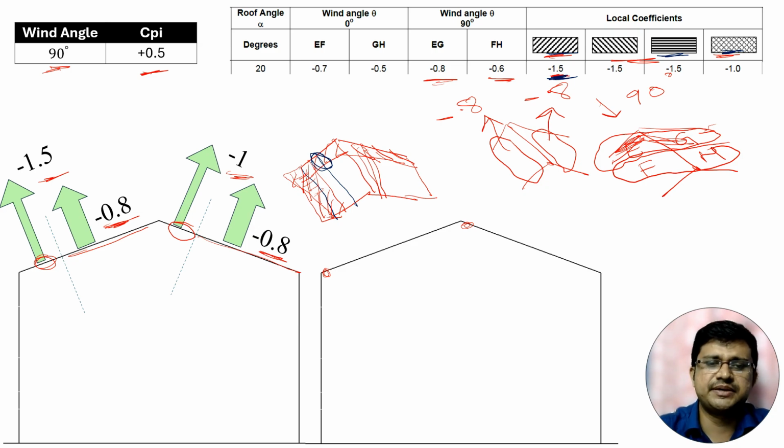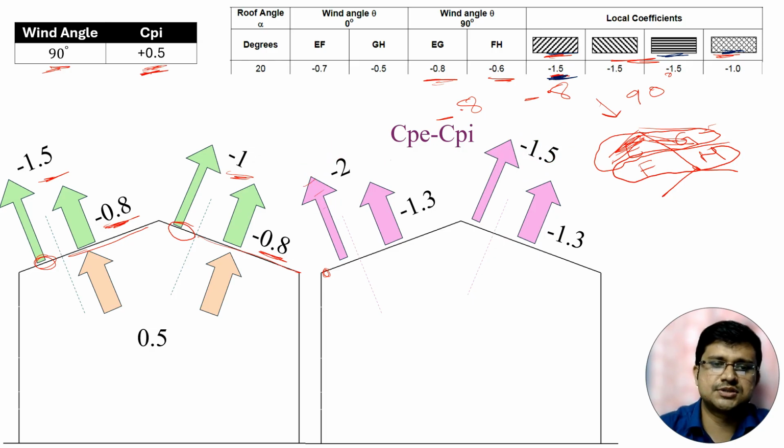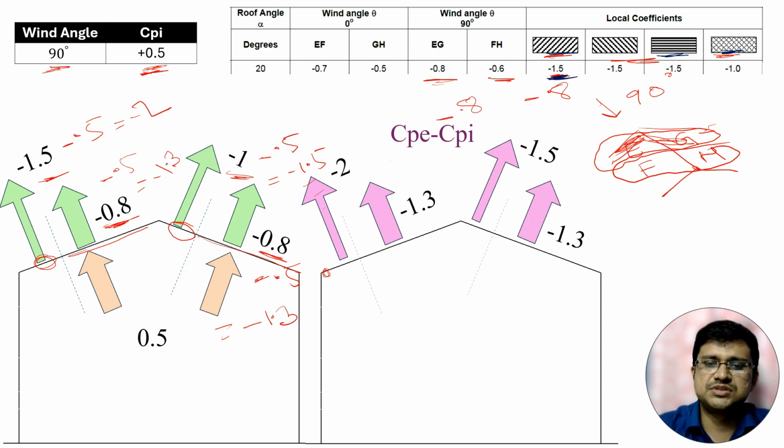So this is the CPE. Then if we consider CPI for plus 0.5, then CP minus CPI will be like this, because here minus 1.5 minus 0.5 will be minus 2, minus 0.8 minus 0.5 will be minus 1.3, minus 1 minus 0.5 will be minus 1.5, and minus 0.8 minus 0.5 will be minus 1.3. So this will be the image of CP minus CPI.